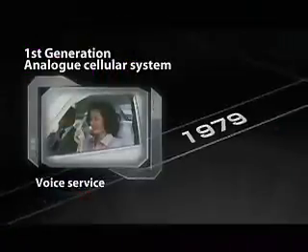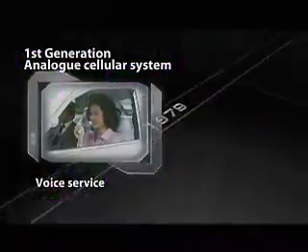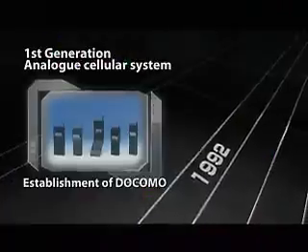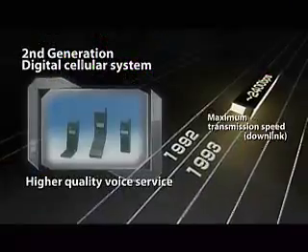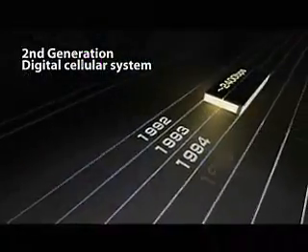In Japan, mobile phones debuted in 1979 as an analog service providing voice communication. This ushered in a new era of communications, where people could talk to each other at any time and in any place. Docomo was established in 1992. In 1993, we introduced digital systems to realize higher quality voice service. This marked the beginning of the transition from voice to data communications.